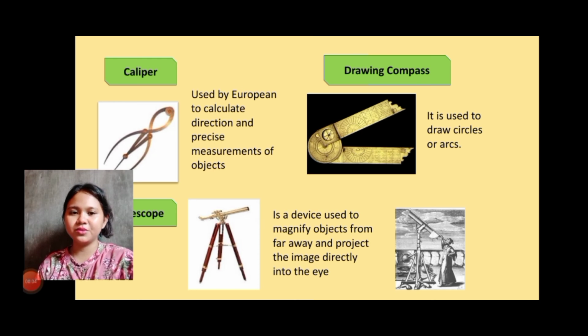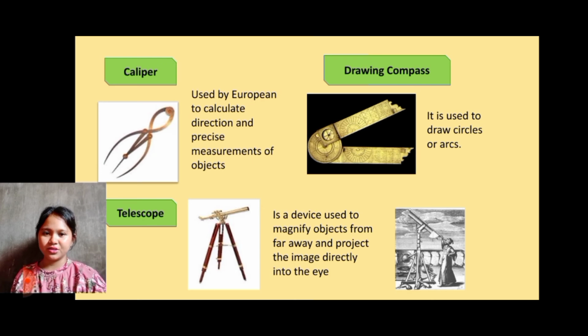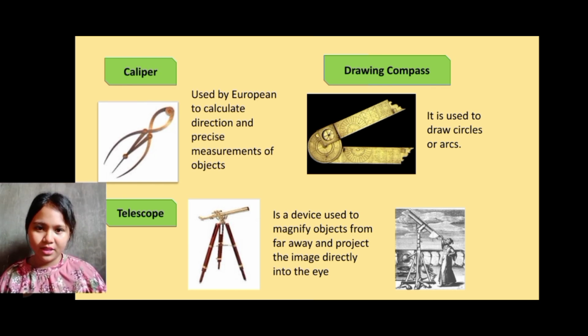Caliper is used to measure the dimension of an object. Drawing compass, it is used to draw circles, drafting arcs, navigation, and measuring distance. Telescope. Telescope is the most important instrument that was invented in the Renaissance period. Telescope was invented by Galileo Galilei. Telescope is used to magnify objects far away.